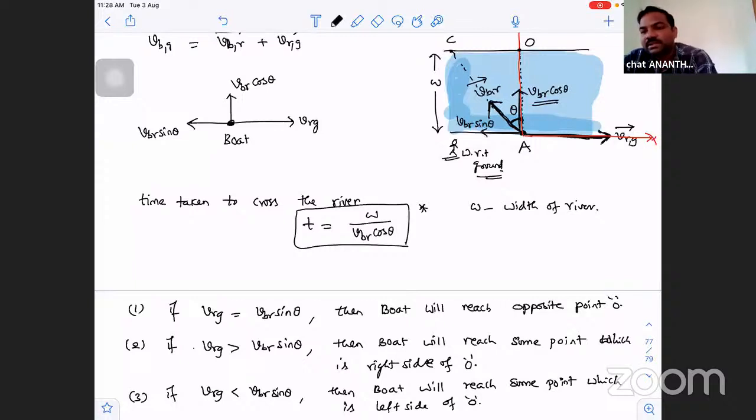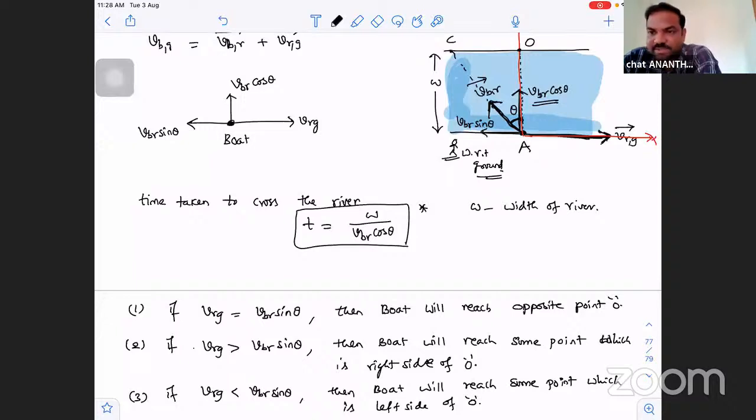Don't think that in every case the time value is the same. The time formula is W by VBR cos theta. Once you plug in the theta value and VBR value you are maintaining, you get the time value. As theta or VBR changes, you get three different cases.